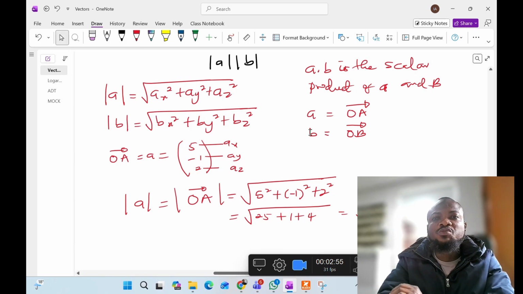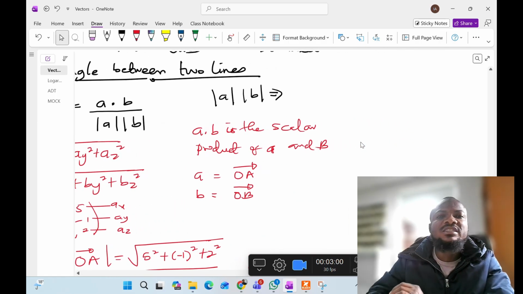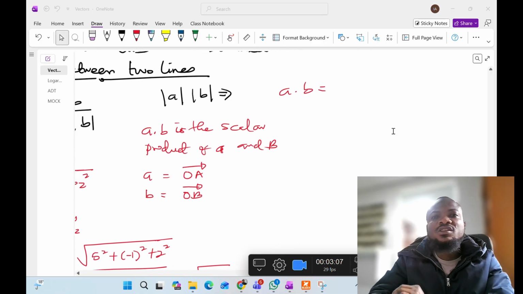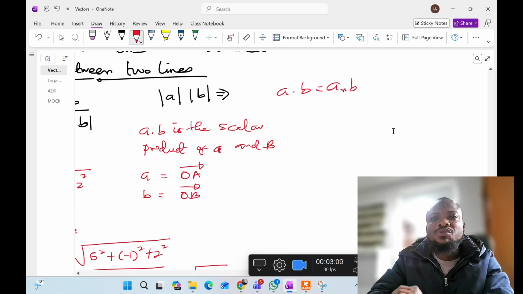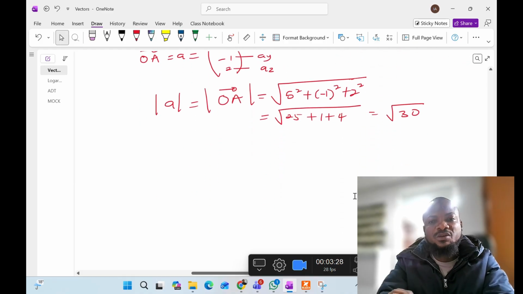So A dot B is the scalar product of A and B. And how do you find the scalar product A dot B? It is equal to AX BX plus AY BY plus AZ BZ, where AX, AY, and AZ are the three components of A in the three dimensions. Likewise for the line B. So let us solve an example.